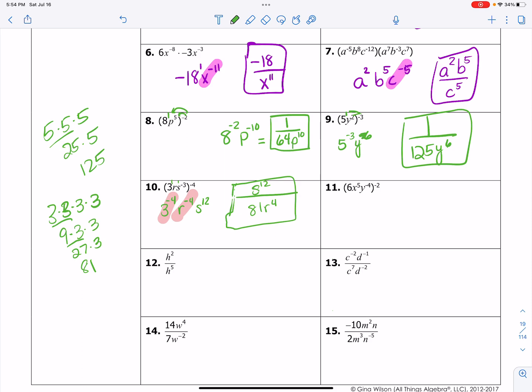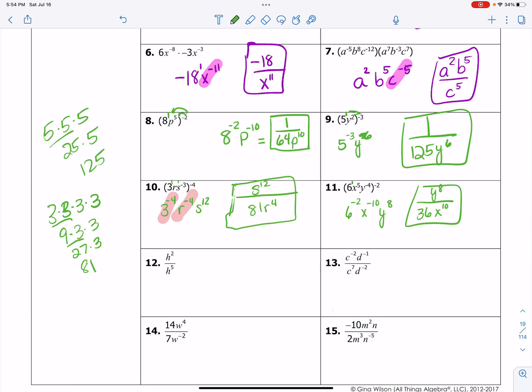Okay. All right, so on the next one, I'm going to put the 1 there. So I'm going to do 6 to the negative 2, x to the negative 10, y to the 8th. Okay, and so 6 to the negative 2, 6 squared is 36, so that goes on the bottom because it's negative. x to the 10th goes on the bottom, and y to the 8th would go on the top.